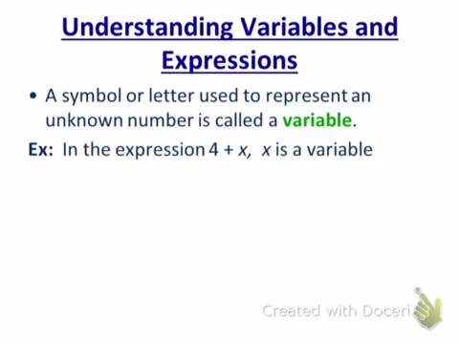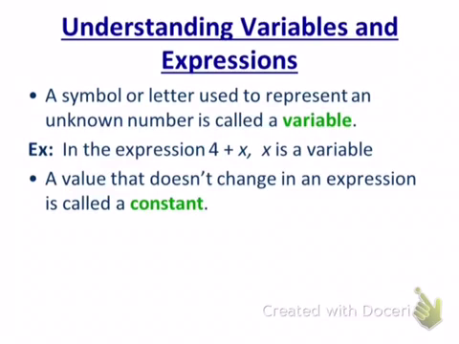x is the variable. What is 4 in that expression, just based on what we've talked about already in our lesson objectives? Does 4 ever take on any other value? No. Can 4 decide, I want to be 5 today? It can't, right? So 4 is a constant. Yes, 4 is a constant. And the value that doesn't change in an expression is called a constant.